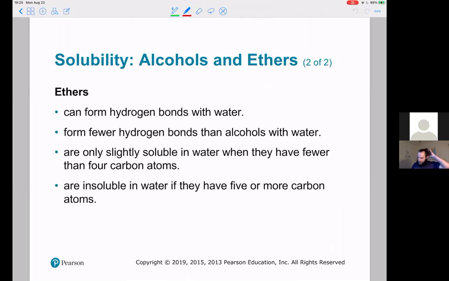All right, ethers, they can form hydrogen bonds with water. I'm going to say kinda. Again, they can form a bond one way. They can sort of let their oxygen talk to water's hydrogen, but they don't have their own hydrogen to donate as well. Way fewer hydrogen bonds than an alcohol has with water. So ethers, even the small ones, are only slightly soluble in water. We say if they have fewer than 4 carbons, they're slightly soluble. Anything more is insoluble in water.